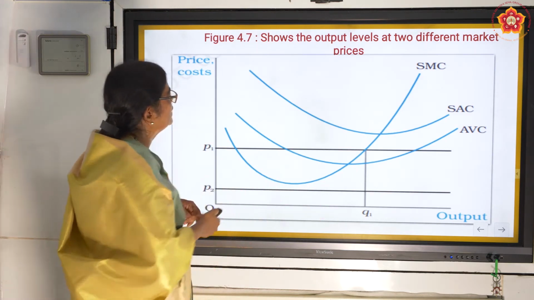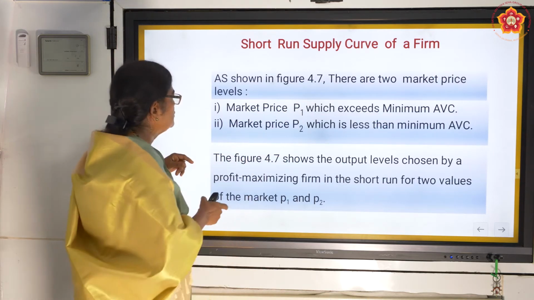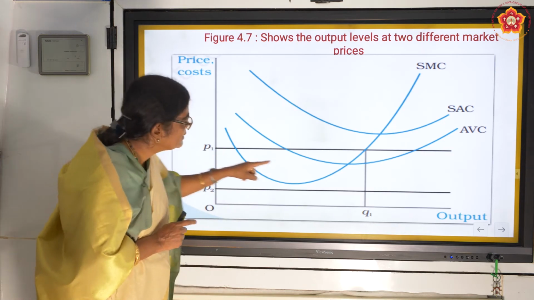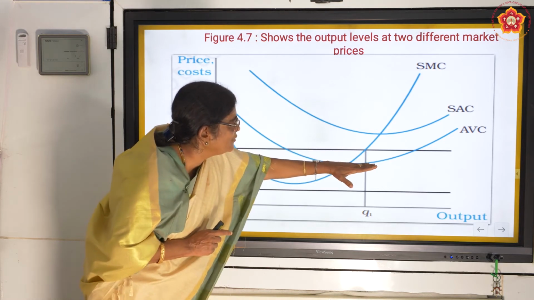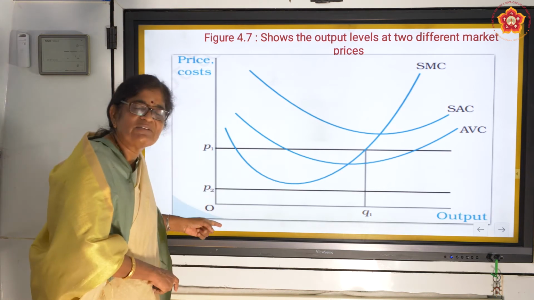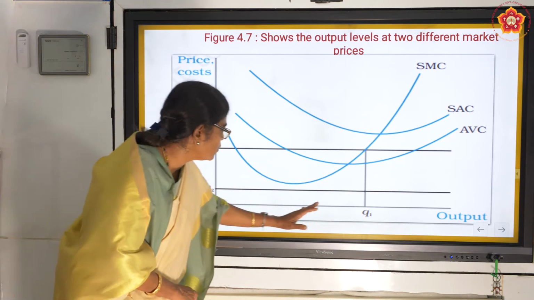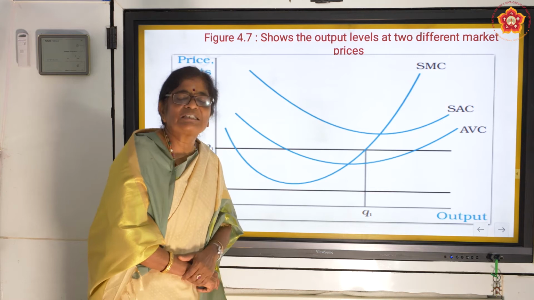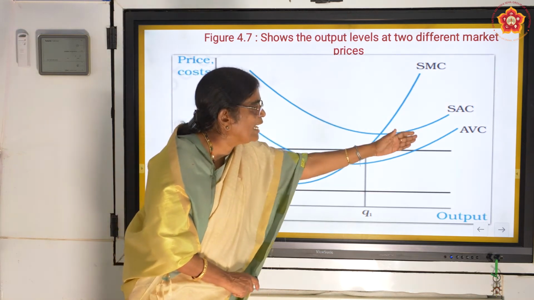Next, you can see the market price P1 and the market price P2. P1 is the upper price, it exceeds the average variable cost. P1 is up and average variable cost is down. But when you look at P2, it's very important to notice, for all levels of output, P2 is less than AVC. You may ask me, why are you only talking about AVC without talking about SMC and SAC?